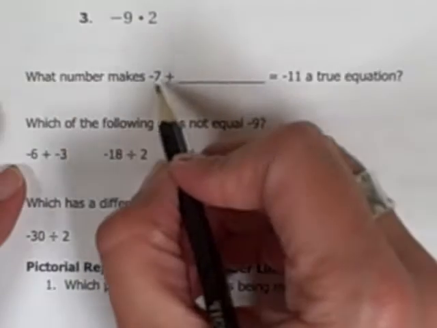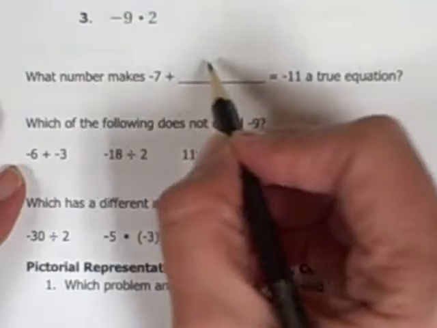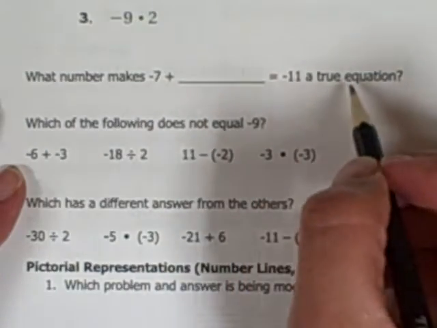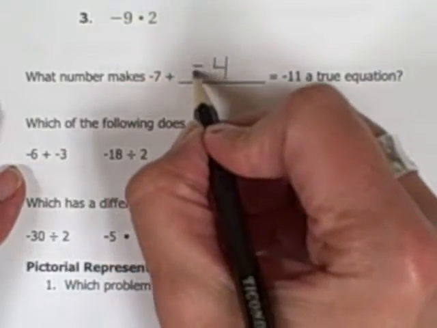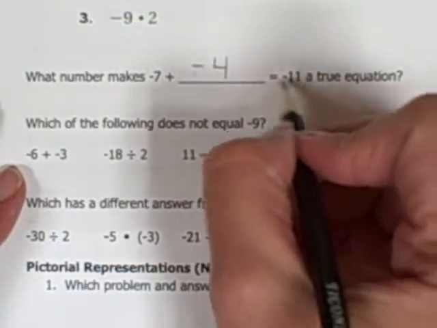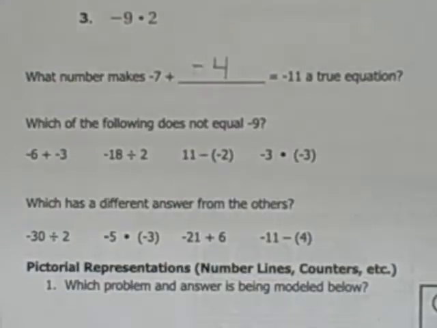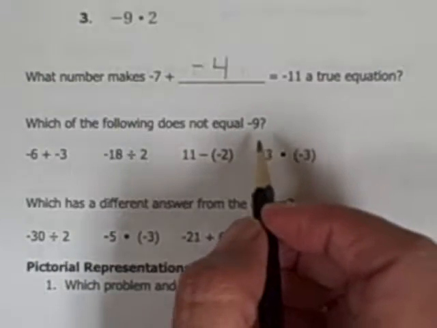So what number makes negative 7 plus what equal negative 11 a true equation? That would be negative 4, because negative 7 plus negative 4, same signs, add and keep the sign. Then which of the following does not equal negative 9?